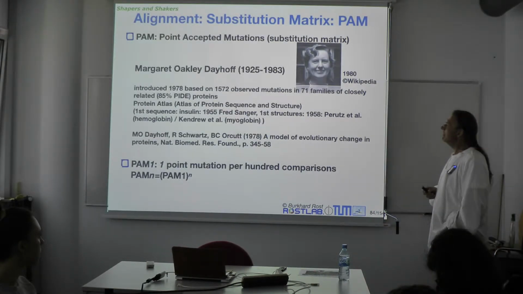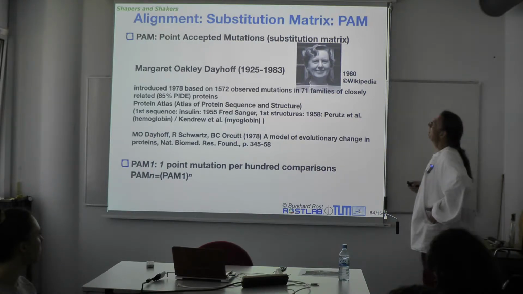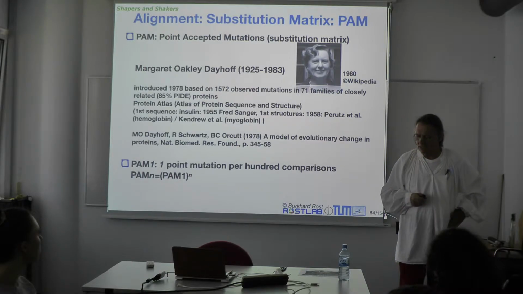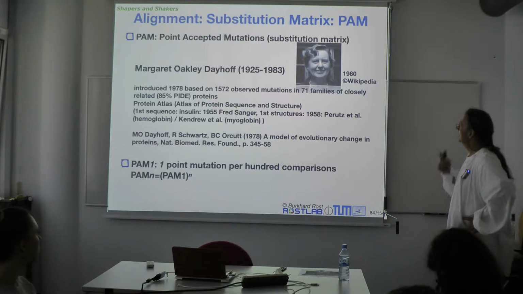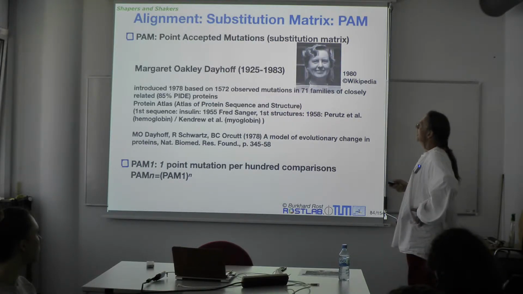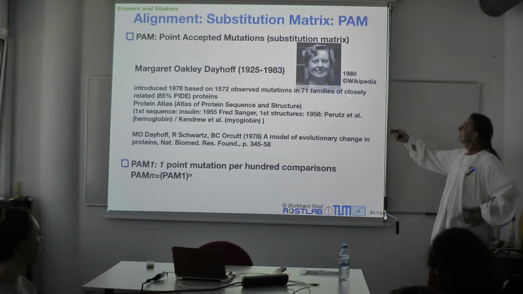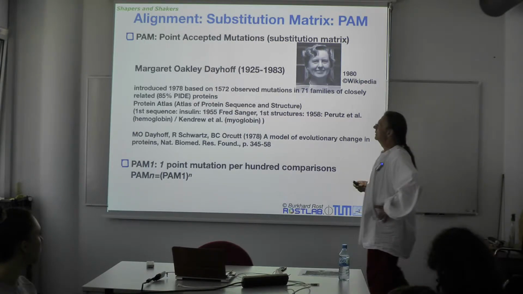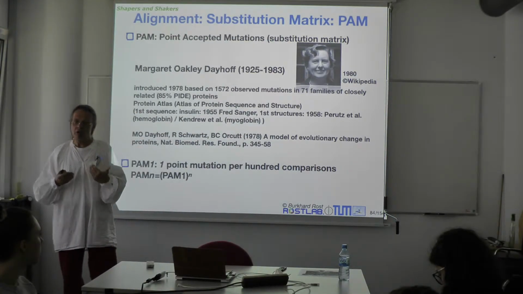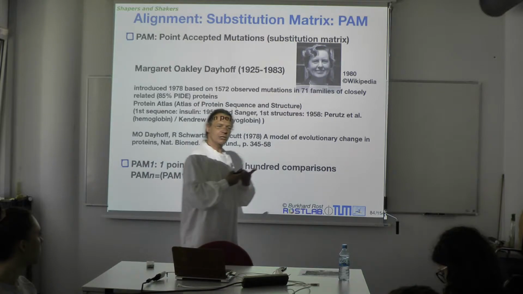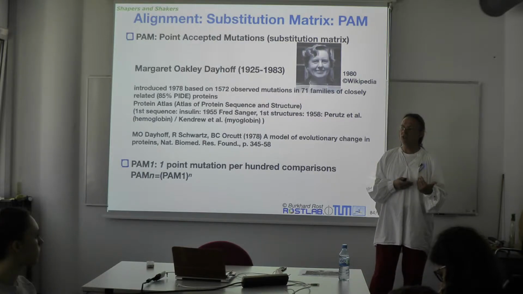So the first attempt at something else was done by Margaret Dayhoff. The PAM matrices, the point accepted mutation matrices, as a substitution matrix. And Margaret Dayhoff then, in 1978, had 1572 observed mutations in a bunch of 71 families of proteins. A relatively small data set, and she tried to look at all of the variants and simply answer the question, what is a change that is evolutionarily accepted as opposed to one that is not?